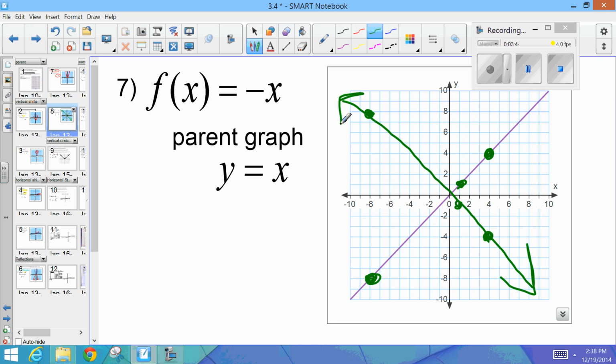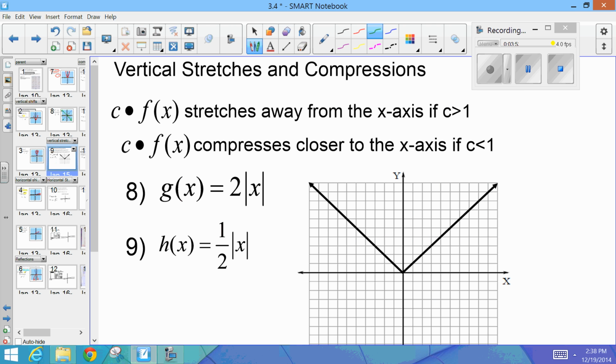All right, am I done? I think that I am done. No, I'm not. Reflections, vertical stretches, and compressions. All right, going on to compressions and stretches.